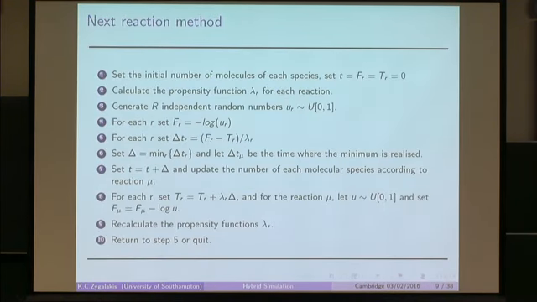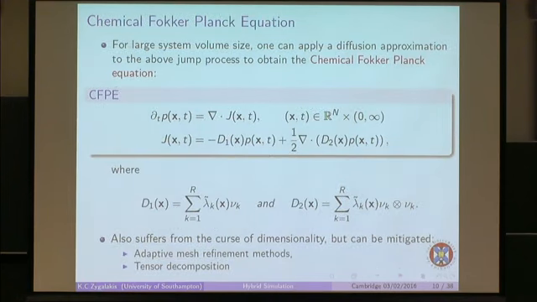Everything I discussed so far is about discrete time, the Markov jump process. In the case of a large system volume size, you can apply the so-called diffusion approximation and obtain the chemical Fokker-Planck equation. Again, I'm not going to dwell too much on that. It also suffers from the curse of dimensionality, but because it's actually a PDE, people like Radek and others feel more comfortable with it, and they have proposed a few different things about how to solve this.